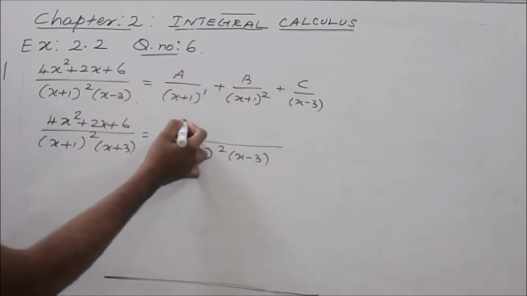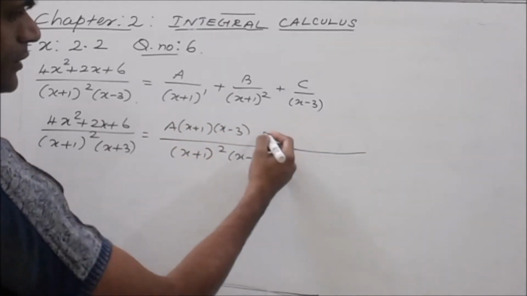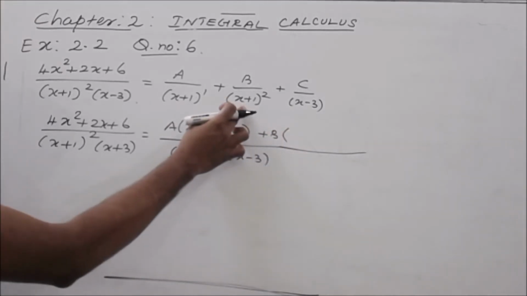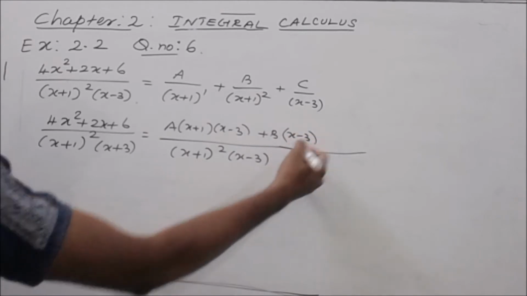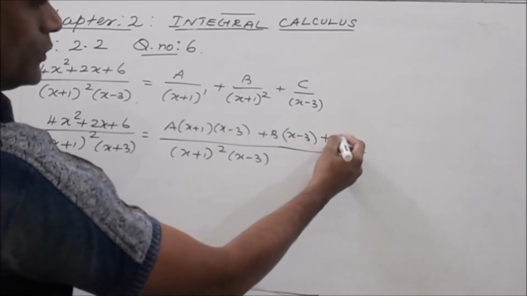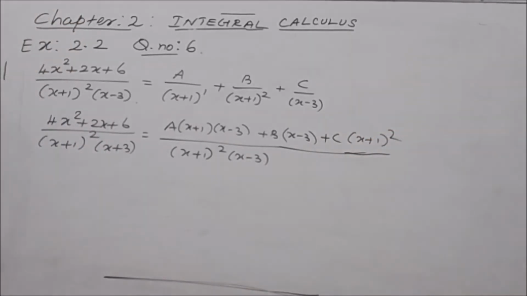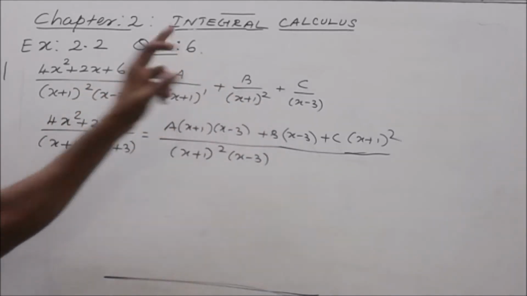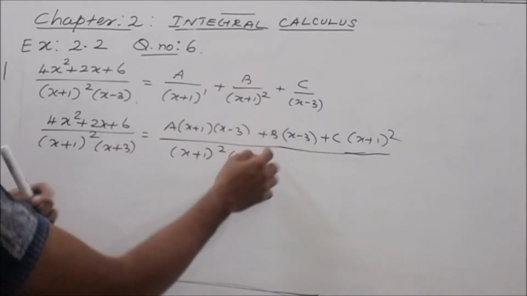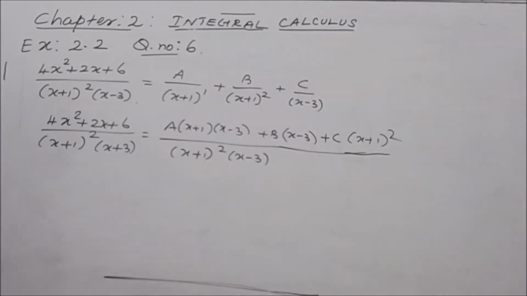The remaining is A into (x + 1)(x − 3), plus B into (x − 3), plus C into (x + 1)². This is the partial fraction. We have learned many problems in 11th standard in algebra. So for A, (x + 1) and (x − 3) will be multiplied. For B, (x − 3) only is multiplied, and for C, (x + 1)² will be multiplied.